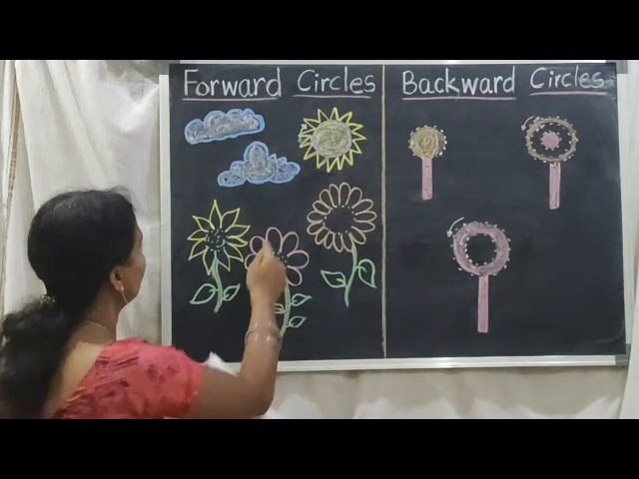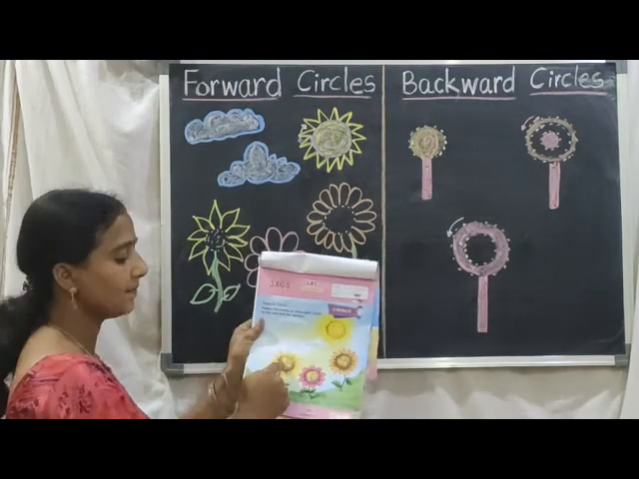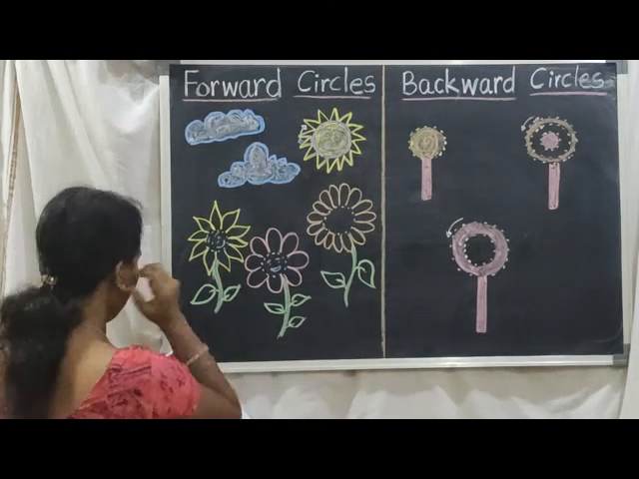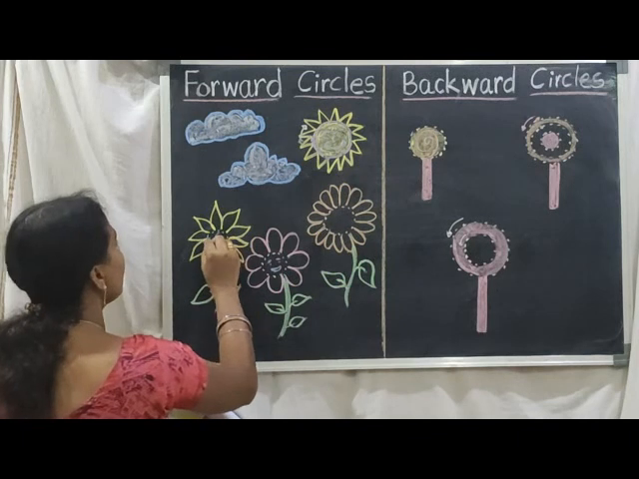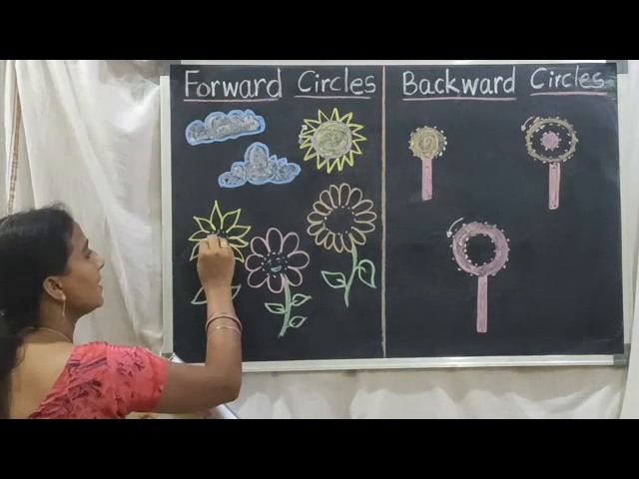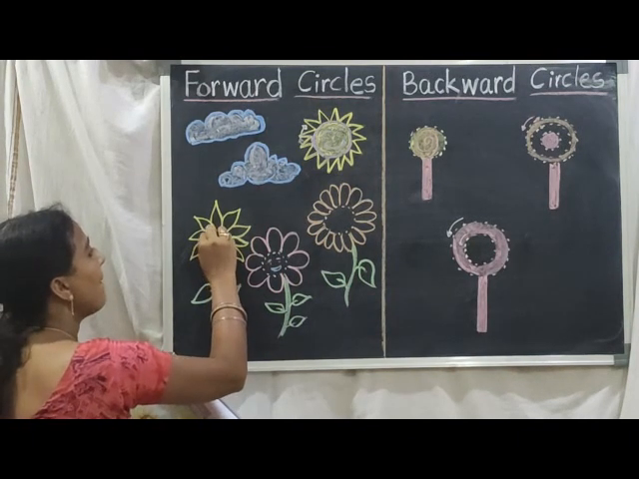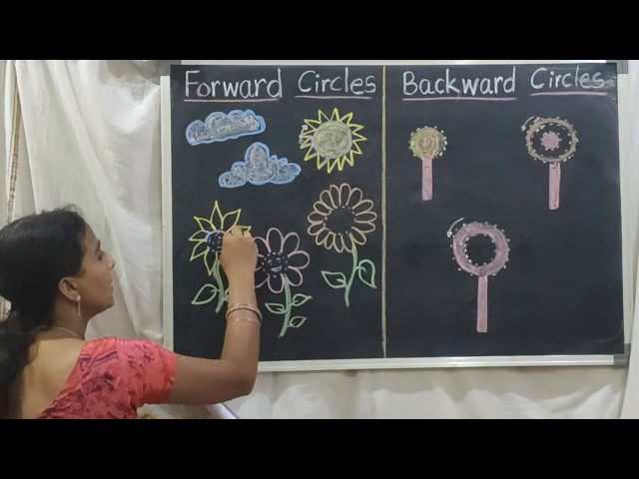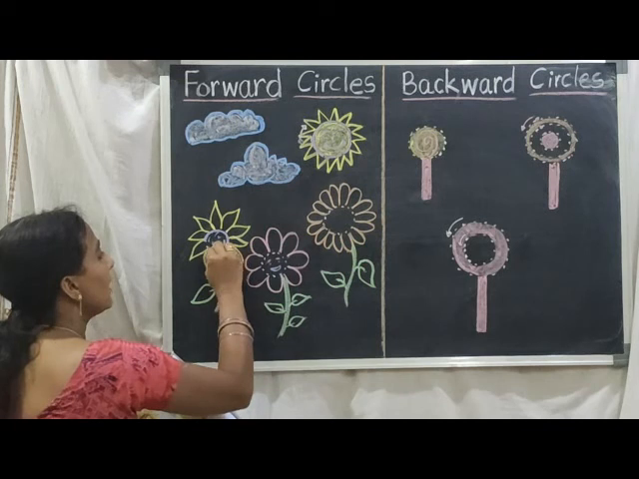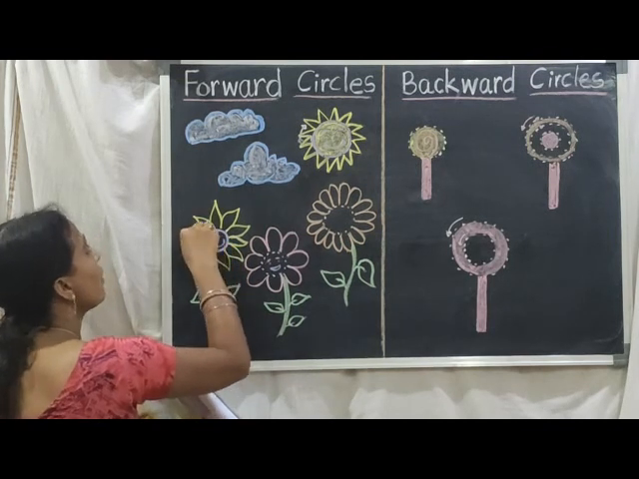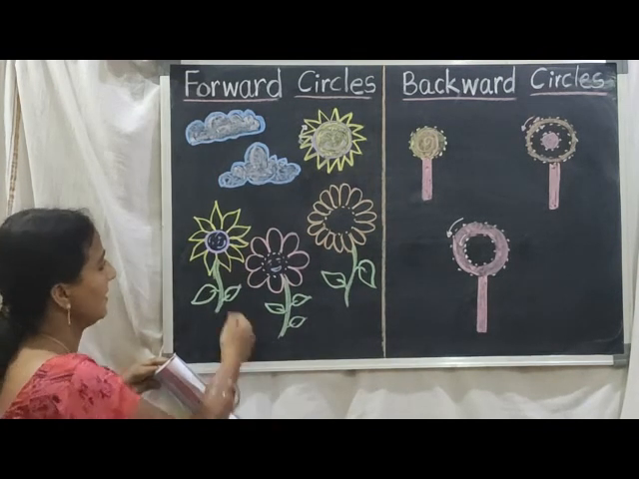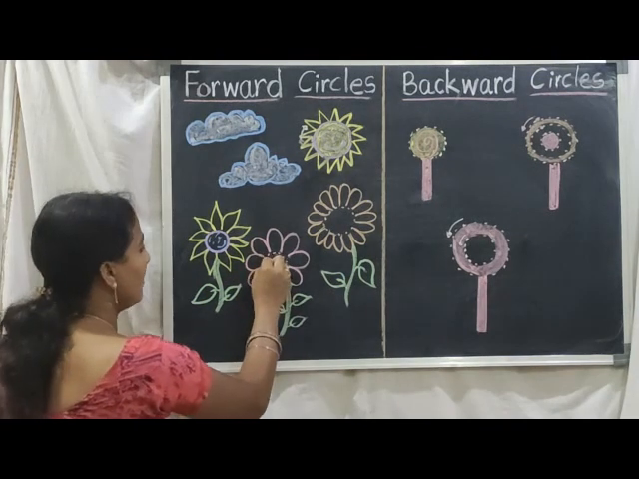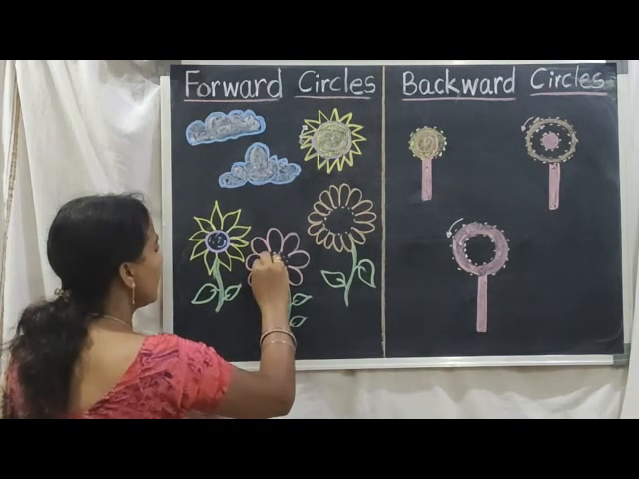Next, go to the flower. This one, go to the flower. Here see children, this is the same. Here too, put your pencil here and go up. Start from the dot and join these dotted lines. Forward circle. Completed. Next, again, follow the arrows.